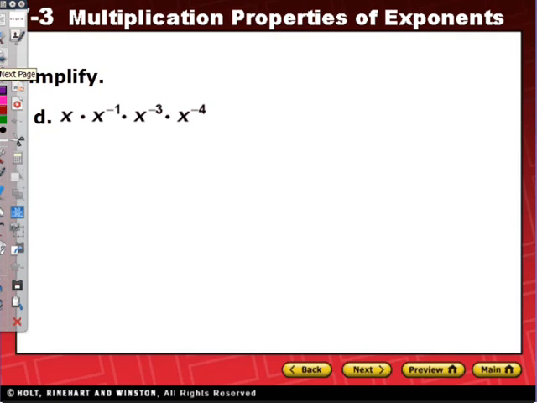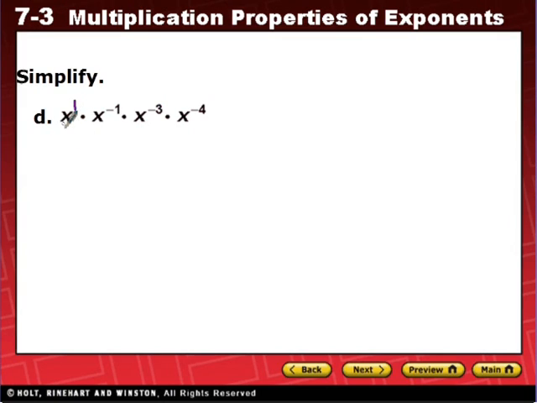Okay, now that you're back, we have x to the 1st and x to the negative 1st. Well, those actually cancel each other out because they add up to 0. So I'm just going to get rid of those. And then x to the negative 3rd times x to the negative 4th, those add together to make x to the negative 7th. And then I need to simplify that. So I get 1 over x to the 7th.